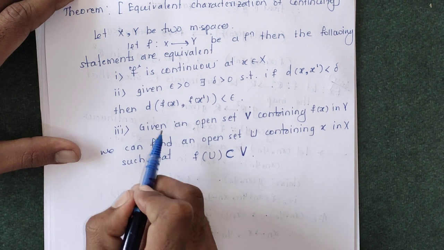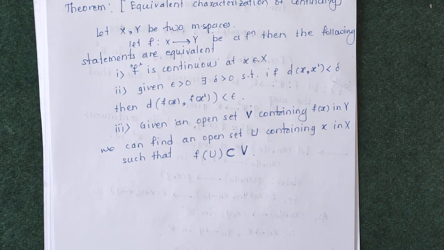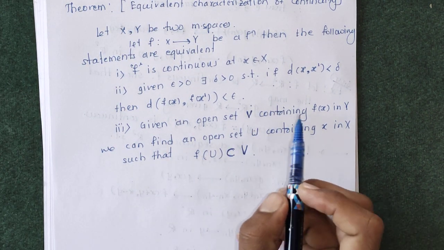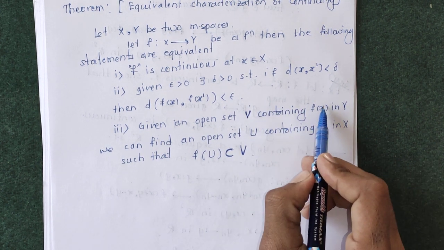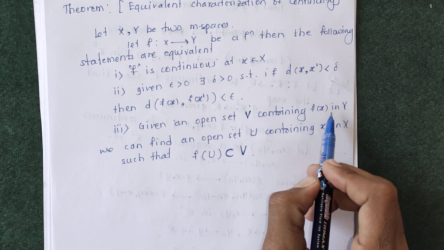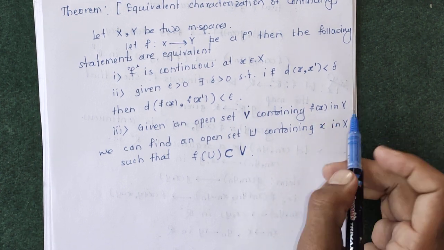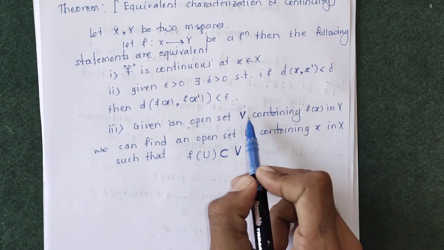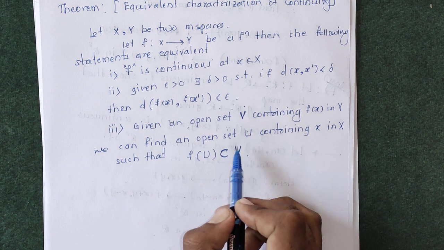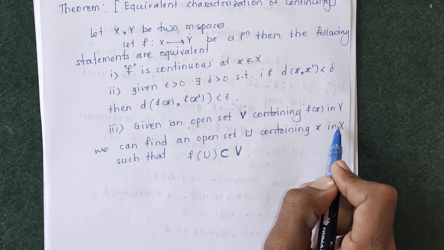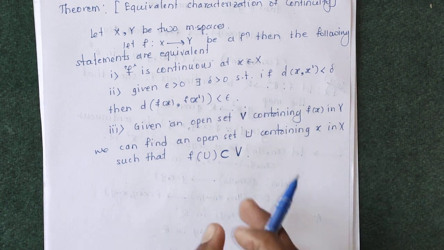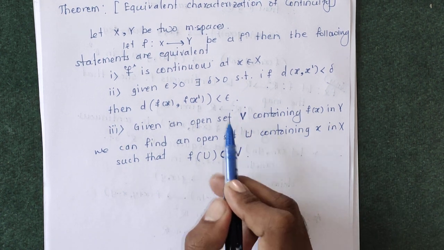So this third statement is important. If we have to check that the given function is continuous, we find an open set in the codomain which contains f(x). For that open set V, we can find an open set U in the domain which contains x in X. Also, the image of the whole open set U is a subset of V.